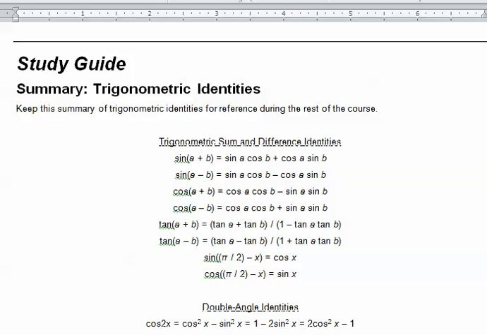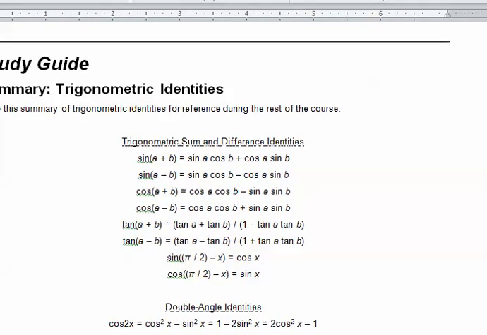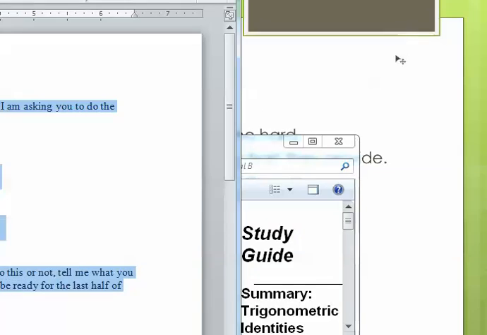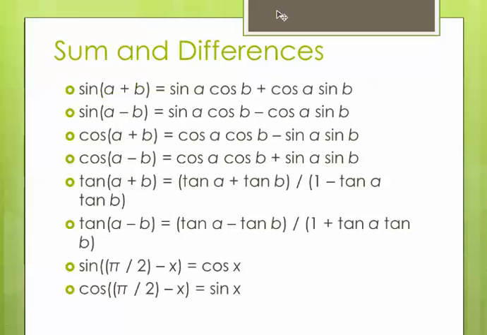And as you read through the lesson, it goes into great detail about how to prove these and everything else. You're not going to be asked to prove them, okay? You're going to be asked to use them in the process of what you're doing. So let's not make it more difficult than it actually is. Print that identity sheet out, keep it close at hand, use it when you need to, okay? Substitute things in there when you need to do them.